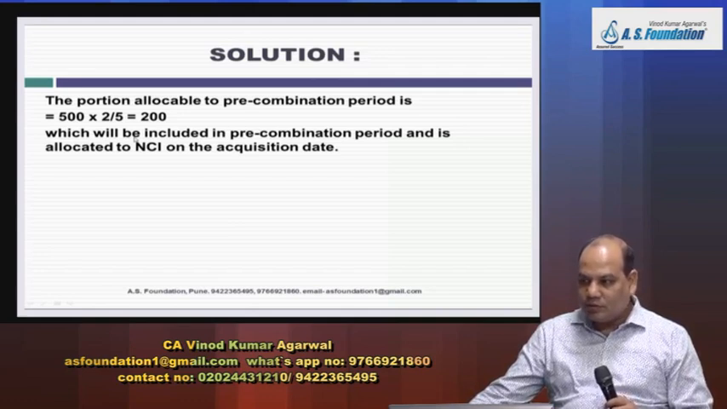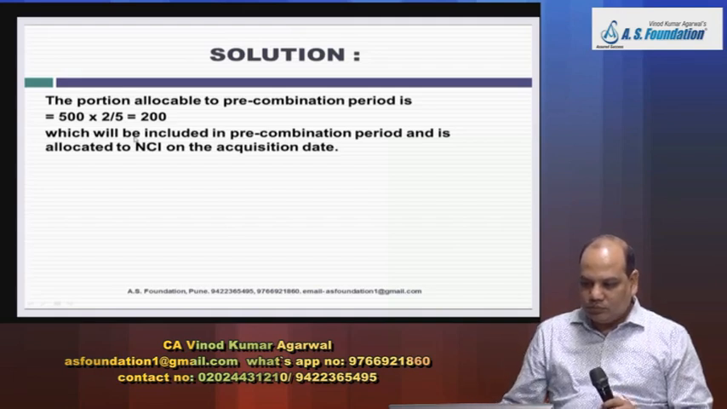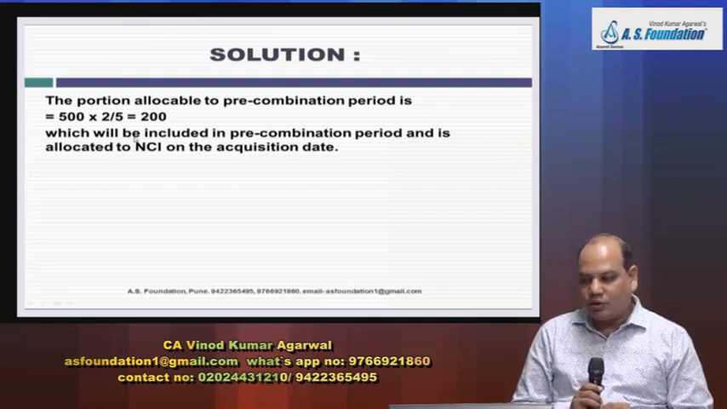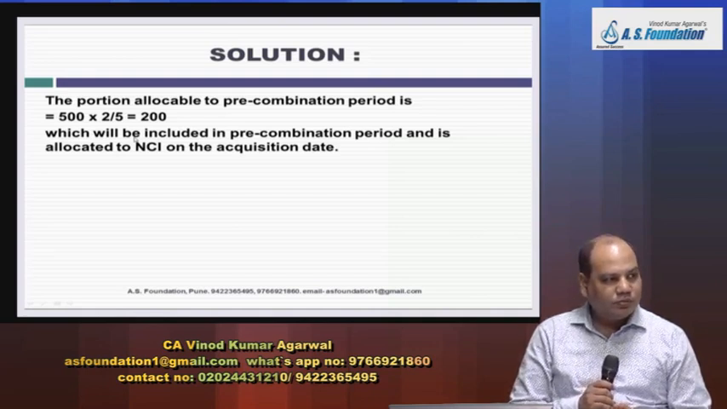Write a little fast. The remaining expense, which is 500 minus 300, is accounted over the remaining vesting period of 2 years as compensation expense. Now we will continue tomorrow.